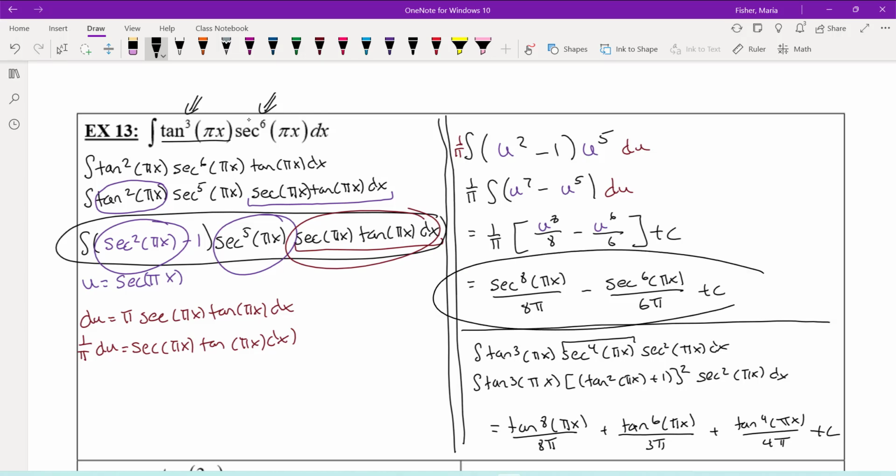So this answer and this answer are equivalent. Using Pythagorean identities, we could get them to look exactly the same. Both answers would be correct on an exam or in the homework.